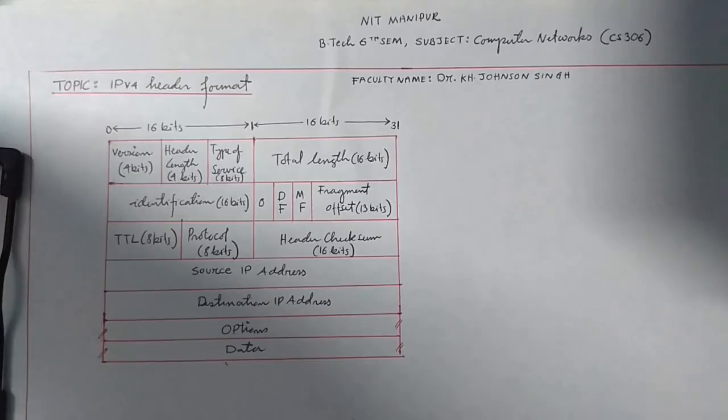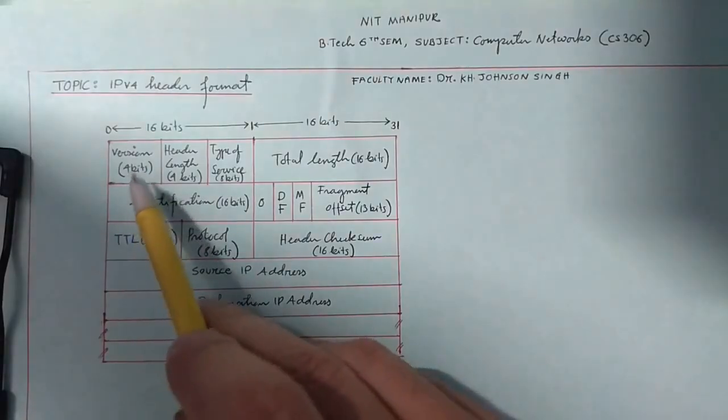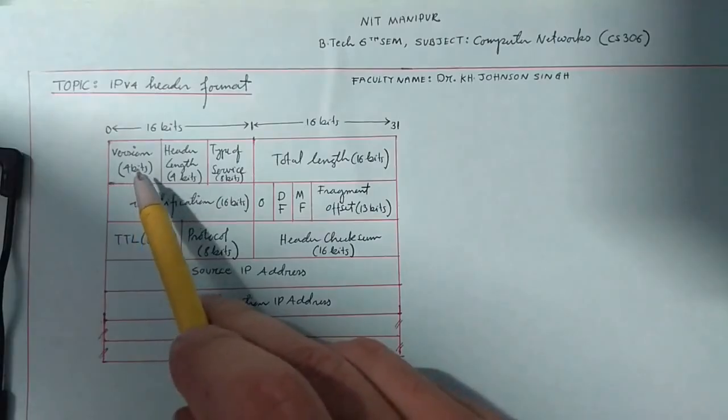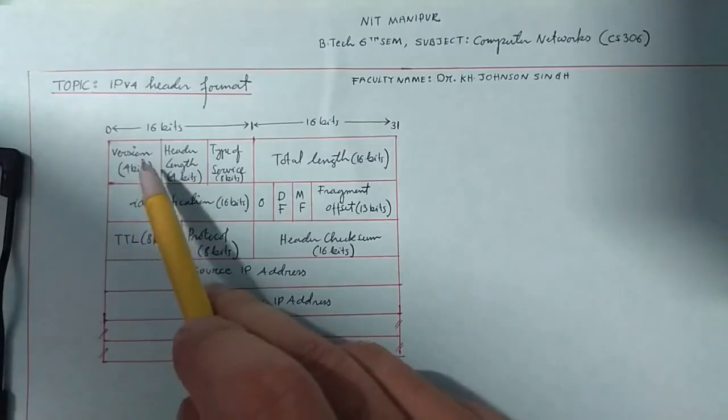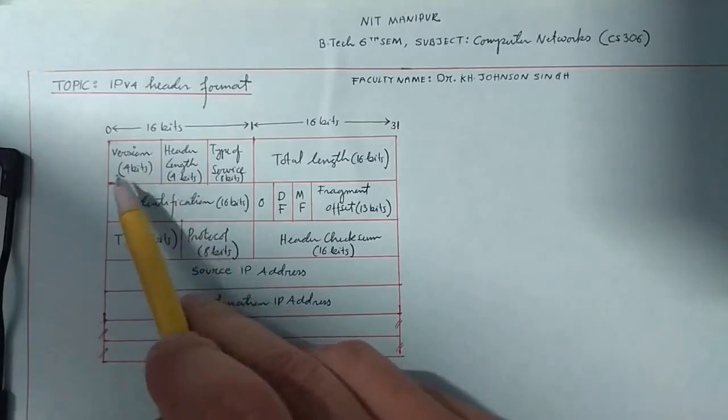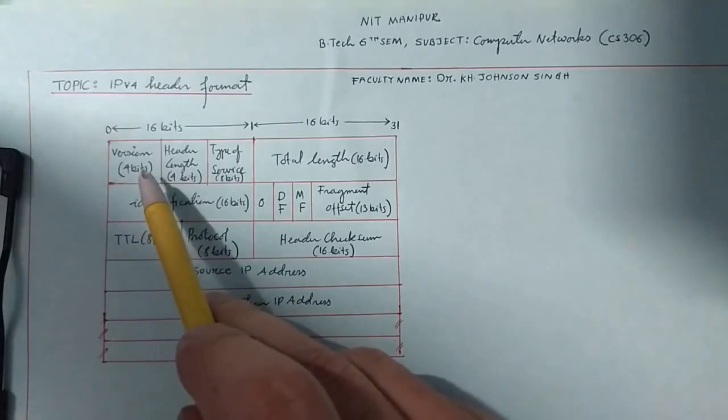I've given the notes for the description of all the fields in the header format here. So this describes the version number. If it is 4, since we are discussing IP version 4, this will describe the version number 4 here. It is of 4 bits, and these 4 bits will describe the version number.